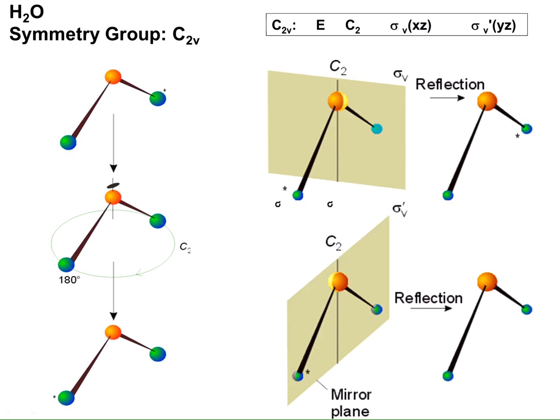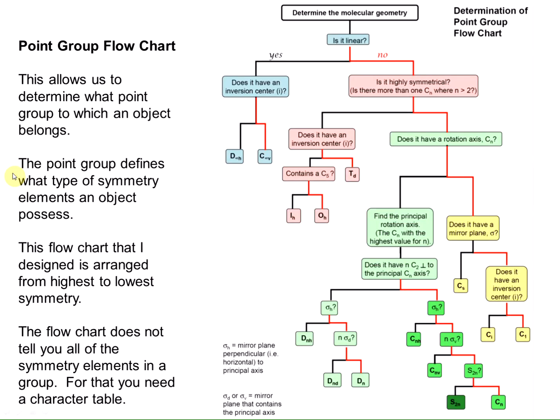So I'd like to take a look at water as an example. If you were to use the symmetry flow chart that we saw in the previous slide, if we took water and asked, is it linear? It's not, because it's bent. Is it highly symmetrical? It's not. It doesn't have the tetrahedral, octahedral, or icosahedral shape.